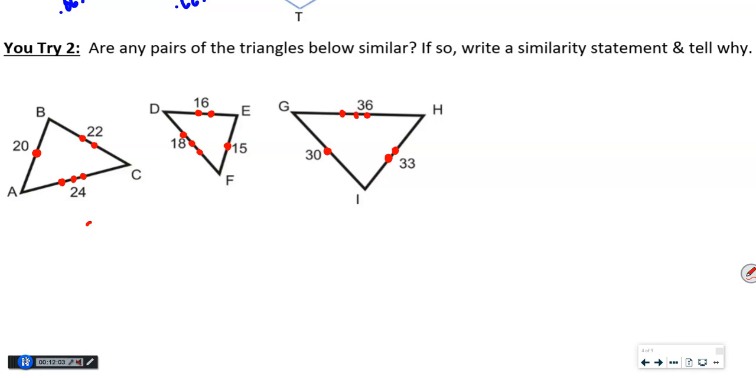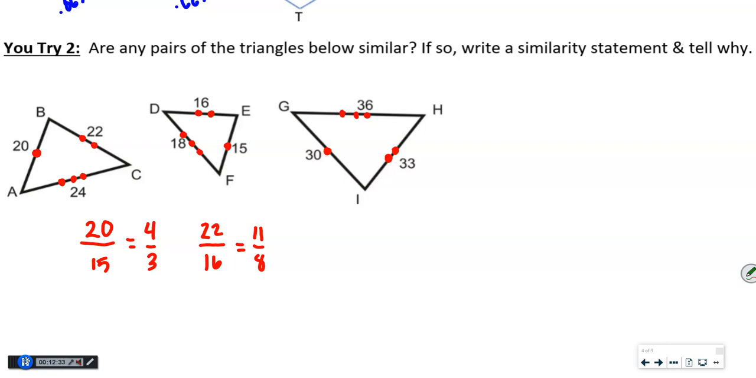Okay, so let's do 20 over 15. That reduces, 5 goes into both of those, to 4 over 3, right? And then let's do our 2 dot, 22 over 16. That would be 11 over 8. Not the same ratio, so it doesn't work for the first and the middle. Okay, so let's try it again.